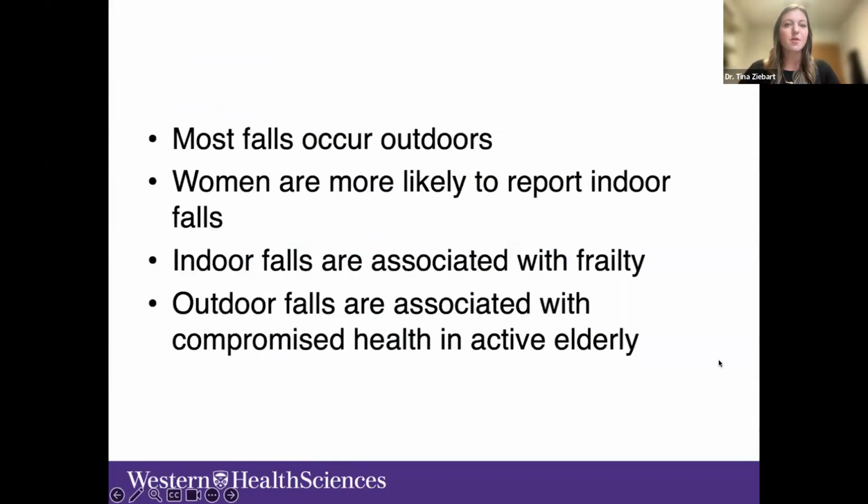Few more statistics. Most falls occur outdoors. Women are more likely to report an indoor fall. Indoor falls are associated with frailty, and outdoor falls are associated with compromised health in an active elderly population.